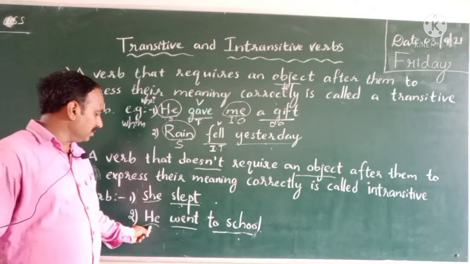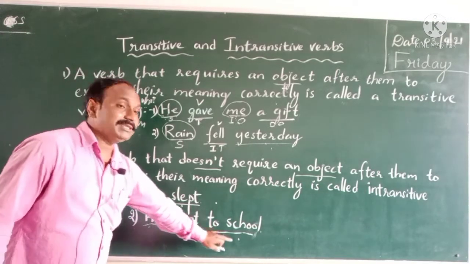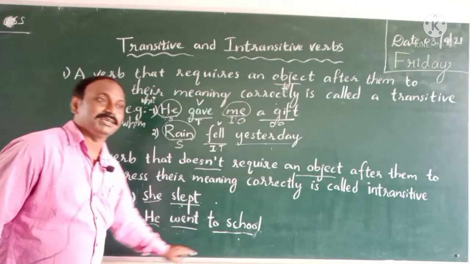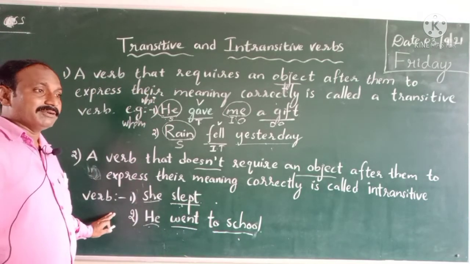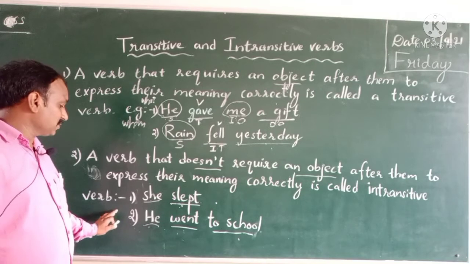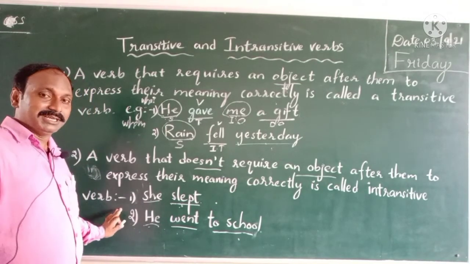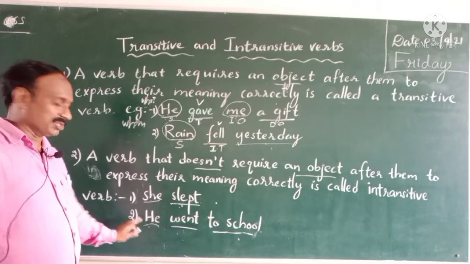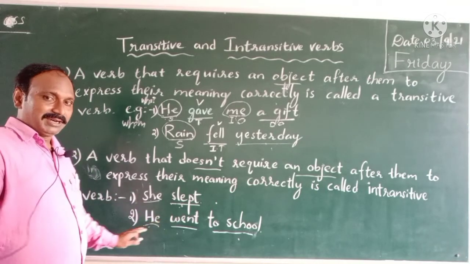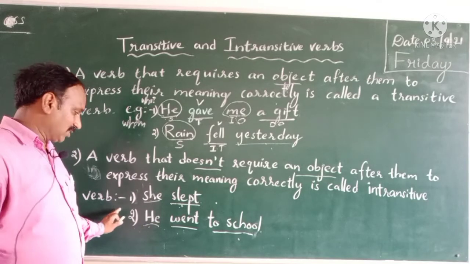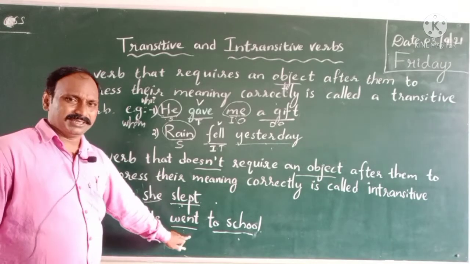Now, to find whether there is an object or not, what do we have to ask here? Two questions. So what is the first question? What? If we put the question word what in front of this subject and ask the question, and if you find an answer, then we will see whether we can find an answer or not. What he went, is there a meaning?